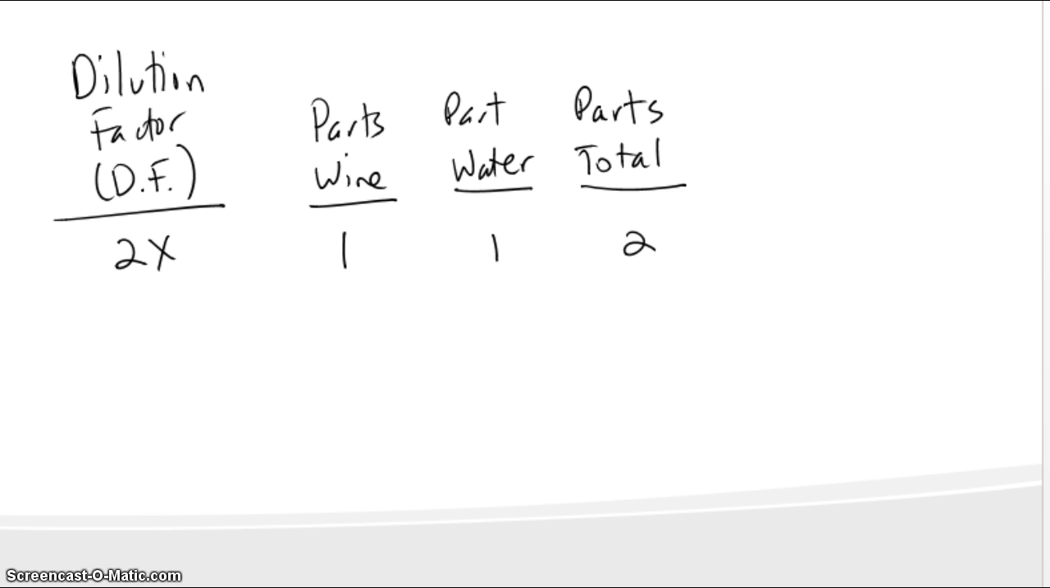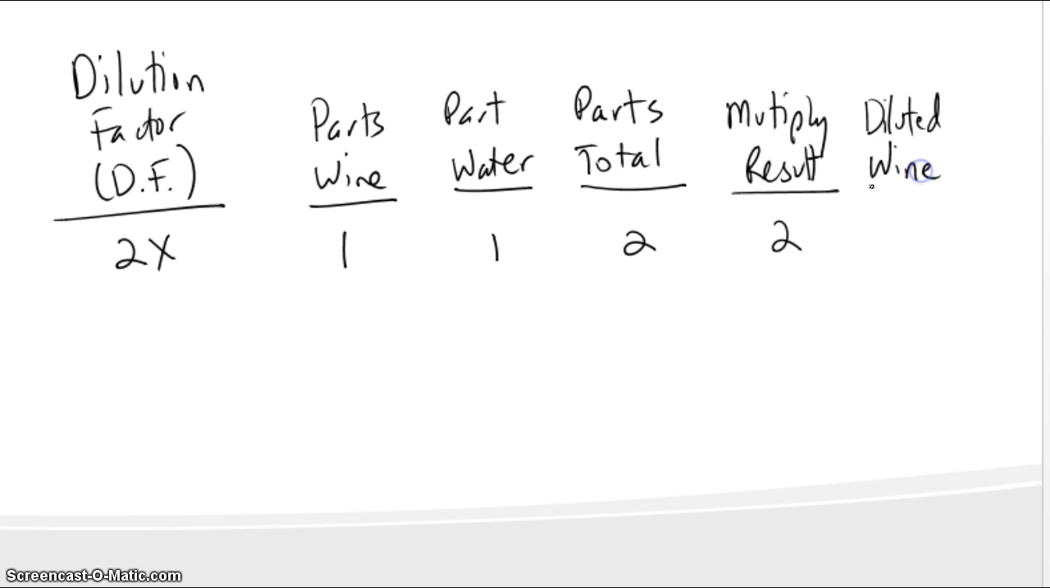All right, so if we're going to multiply our result by 2, right? So if we had, say, the diluted wine with a sugar concentration of 0.5, our original wine, then, we need to multiply that 0.5 by 2. Our original wine would be 1.0%, right?